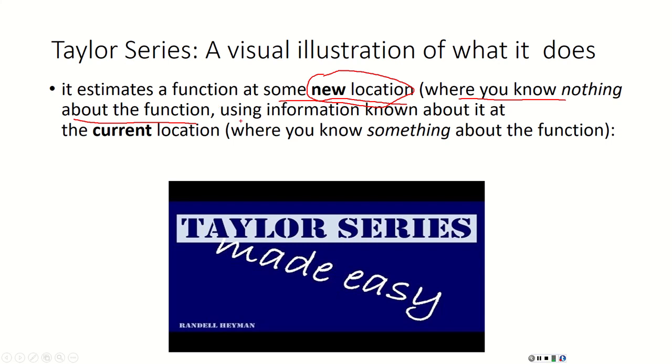And you're going to use information at some known point, which we call the current location. So at the current location, you do know something about this function. But you're going to try to estimate the same function at a different location where you know nothing about it. That's what the Taylor series does.